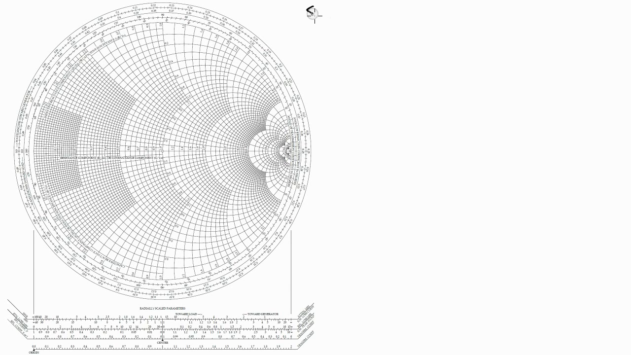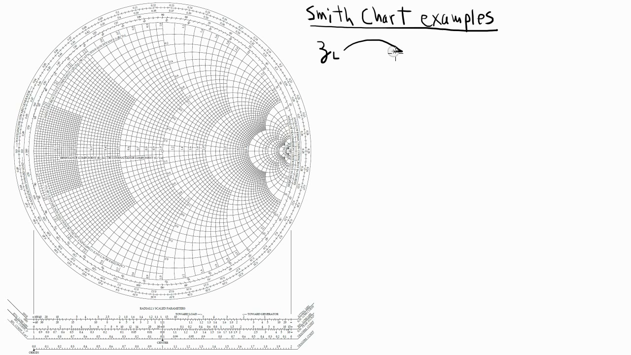Let's now do some examples and practice plotting impedance points on the Smith chart and using the chart to convert between impedance and reflection coefficient. So every point on the Smith chart is an impedance and a reflection coefficient at the same time, and you can use the chart to convert between the two.